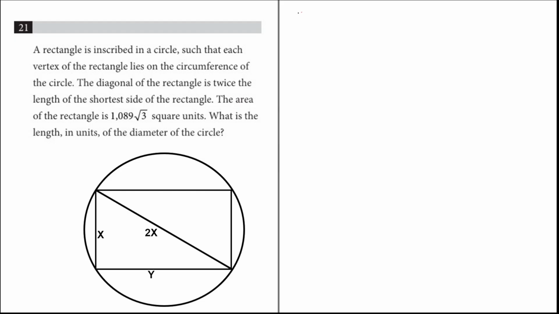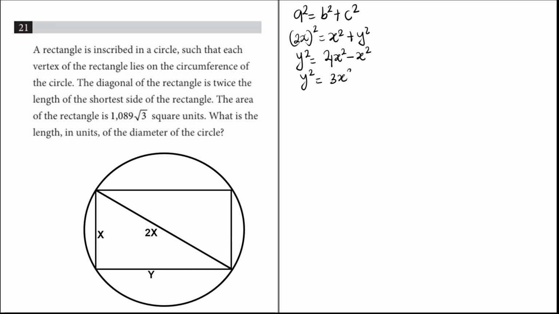So the general Pythagoras rule is a square is equal to b square plus c square, where a square is the hypotenuse. So substituting, I will have (2x) square is equal to x square plus y square. So to find my y square would be (2x) square, which is 4x square, minus x square. So therefore, y square will be equal to 3x square. So I'm going to find the square root of both sides. That will leave my y to be root 3 x.